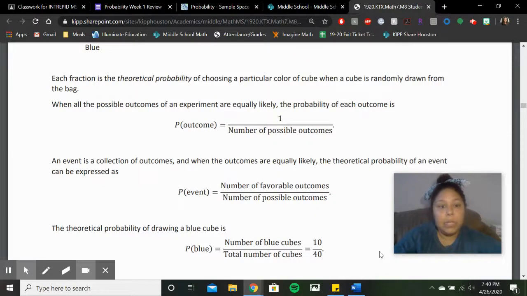So last week we also learned about experiments with equally likely outcomes, and we learned about theoretical probability. That's where this formula comes in, and when we start thinking about probability as a number from 0 to 1.